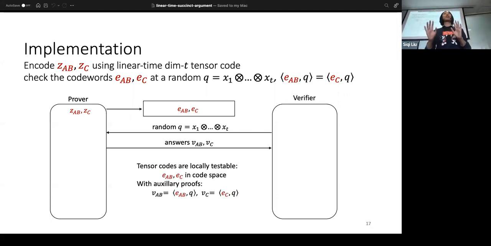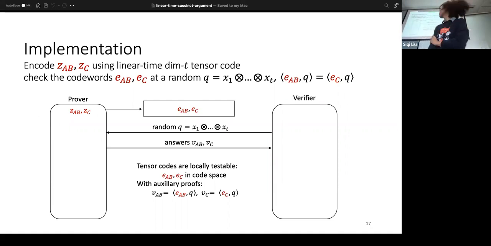But of course, we could not trust the prover anyhow, so there needs to be a soundness check. The soundness check involves two steps. First is to check that the encodings EAB and EC are actually done correctly. This is achievable because tensor codes are locally testable, and this is doable in linear time. The second part we need to check is that the inner product was actually computed correctly. I will not really elaborate on that. That's also a very interesting part, but let me just say that with some auxiliary proofs, one is able to check relationships like this in linear time. So I guess you have to trust me with that in this talk.